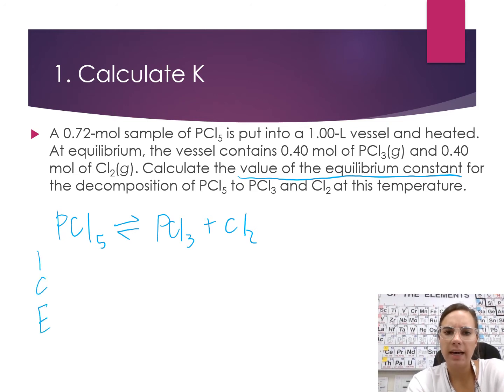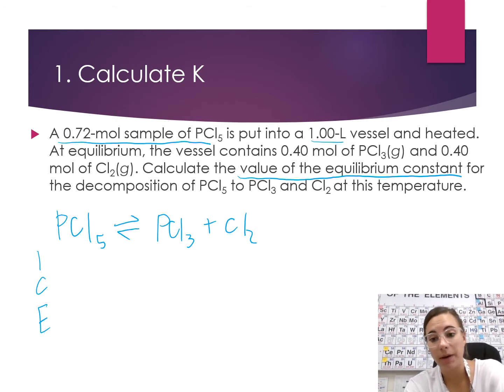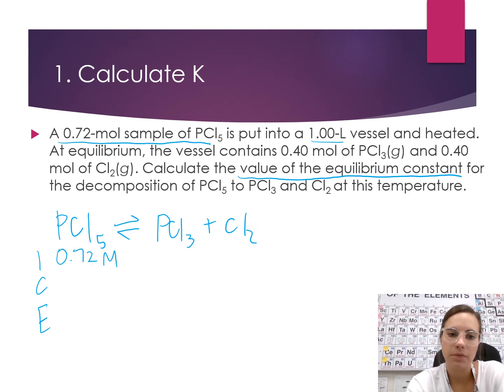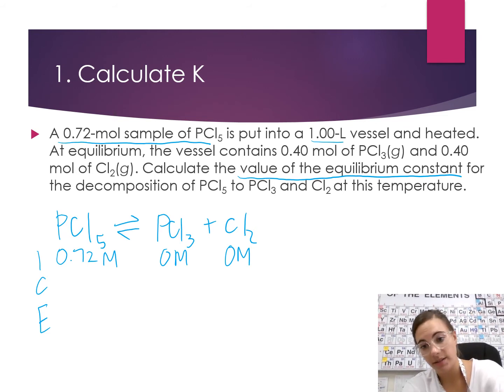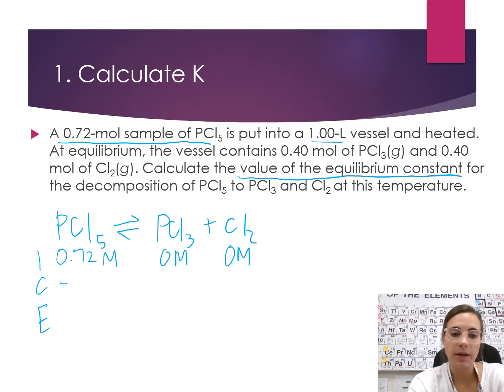I am told that initially I have 0.72 moles of PCl5. It's in 1 liter, so 0.72 divided by 1 is 0.72 molar. Nothing in my question tells me that I have any product, so those are 0. Because I have no product, then I am, of course, going to go to the right. So I'm going to minus my reactant, minus x, plus x, plus x.